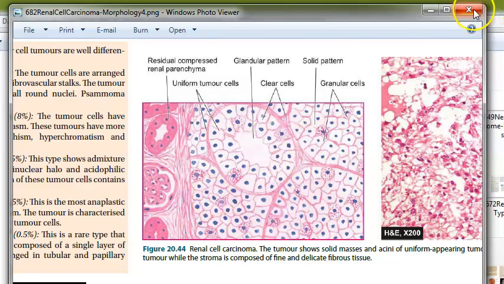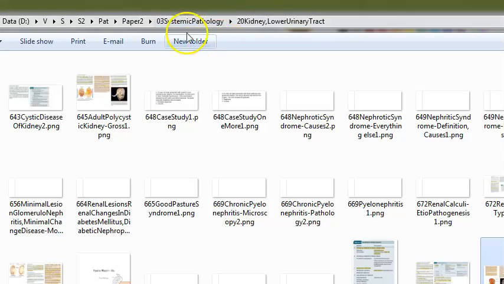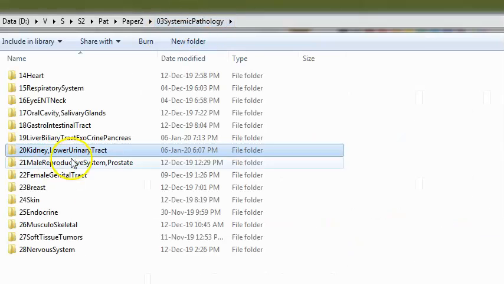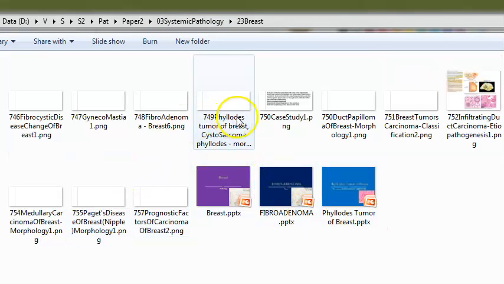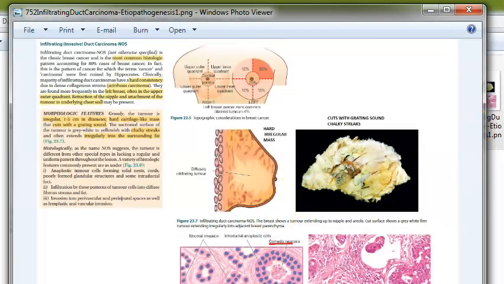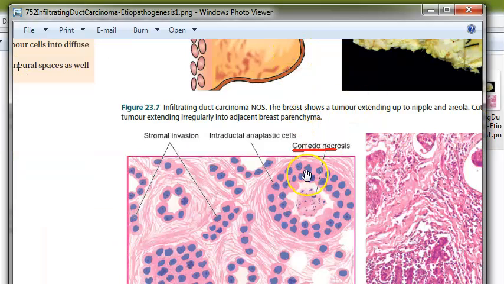Some things you will see in only one place. Like let us say comedonecrosis. Where will you see comedonecrosis? In the breast. So comedonecrosis you will see in the breast. Those specific words you should be writing and keeping. See, comedonecrosis, breast. Which one? Infiltrating duct carcinoma of breast. So specific words you should focus on.